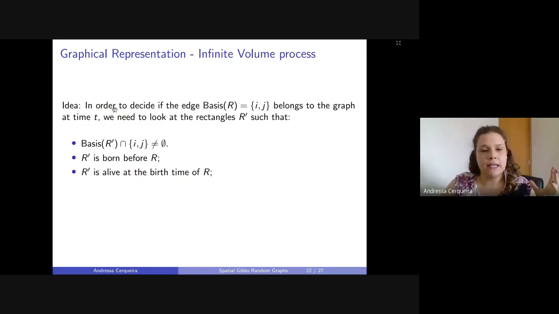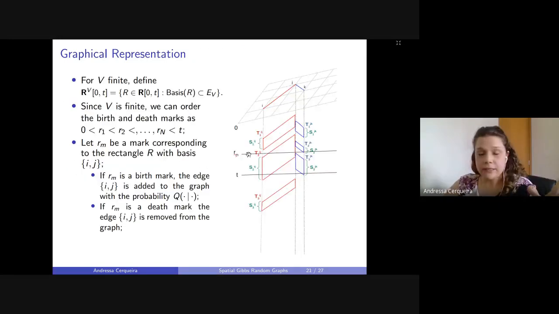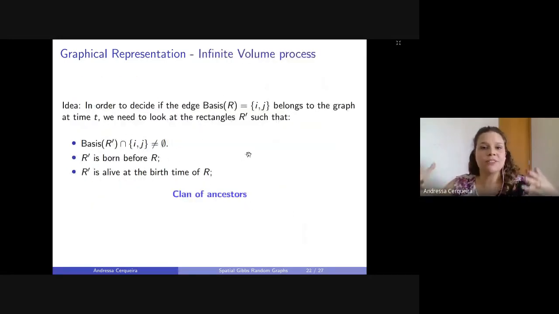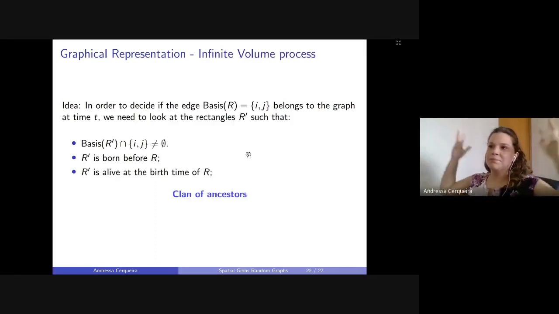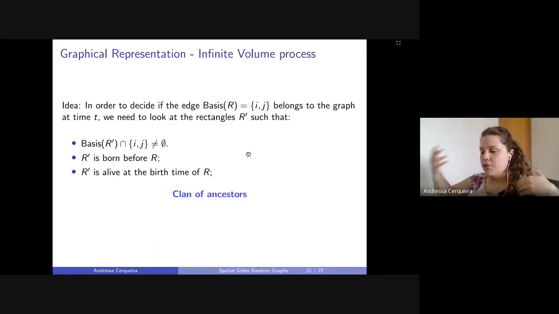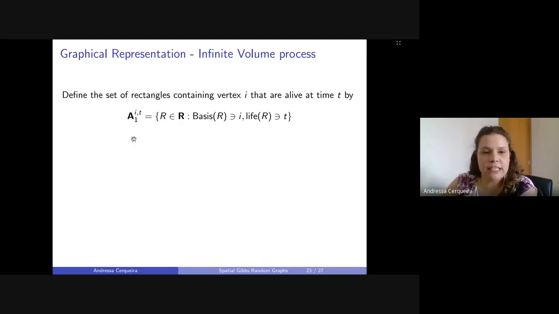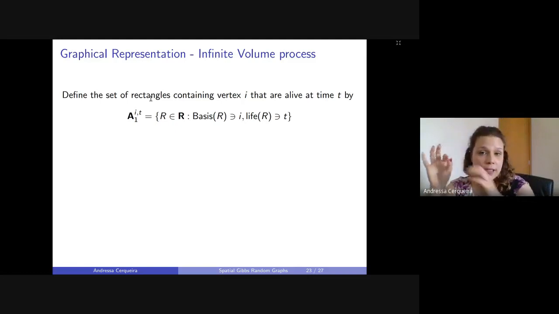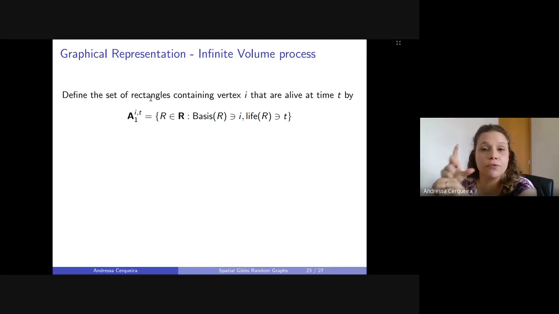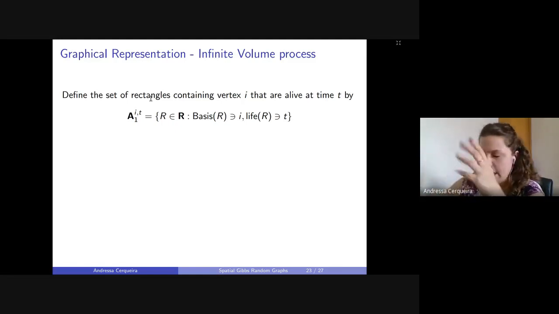So this gives us the idea of the clan of ancestors, because I need to look at all the ancestors to decide if the edge will be added in the graph or not. So we can think here of ancestors of a rectangle. So what is an ancestor of a rectangle? We can define, for example, ancestors for one vertex, but we can also, in the same way, define ancestors for edges. It doesn't change anything.